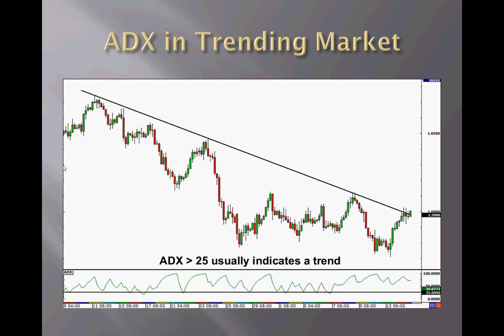Values more than 25 usually indicate that price is trending or is already in a strong trend. However, the ADX is a lagging indicator, which means it doesn't necessarily predict the future. It is also a non-directional indicator, which means it will report a positive figure whether the price is trending up or down. Take a look at the example. Price is clearly trending down, even though the ADX is greater than 25.